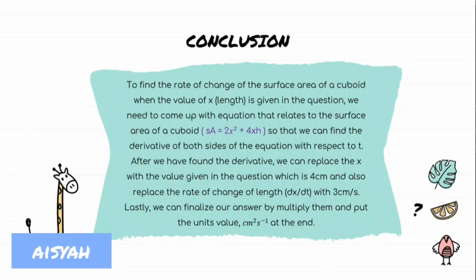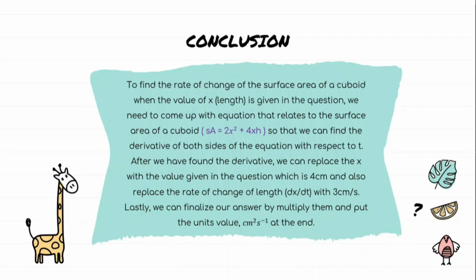Conclusion: to find the rate of change of the surface area of a cuboid when the value of x, referred to as length, is given in the question, we need to come up with the equation that relates to the surface area of a cuboid with the formula of surface area 2x squared plus 4sh, so that we can find the derivative of both sides of the equation with respect to t.